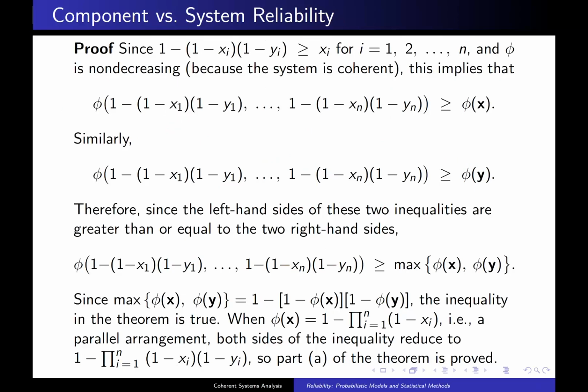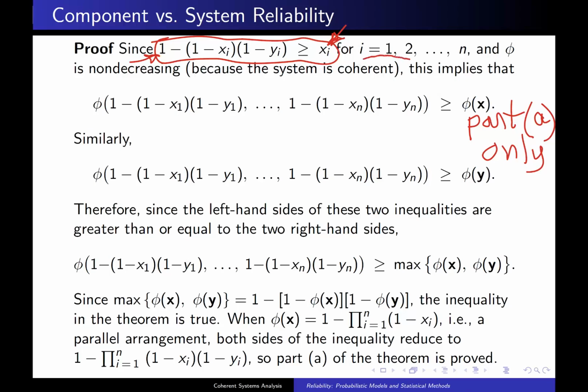Here's the proof. Now this proof that you see here is going to be part A of the theorem only. And here's how it goes. Since 1 minus (1 minus xi)(1 minus yi) is greater than or equal to xi. Now why is this true? Well, if we look at xi all by itself, that's the right-hand side. Why is the left-hand side always going to exceed that right-hand side? And the reason is the left-hand side of the inequality corresponds to a two-component system that includes xi. So all you're doing is placing a component in parallel. That's always going to improve things. So we know that that is true for i equals 1 to n.